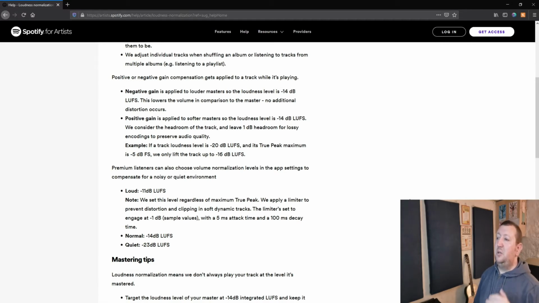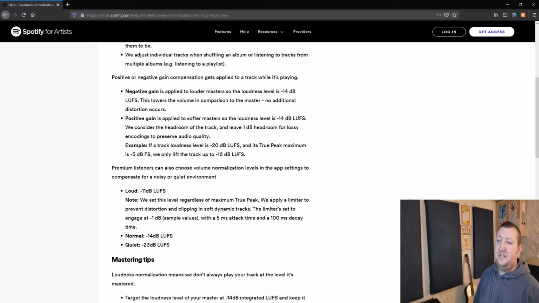If the difference between where the true peak maximum is and where they want to leave the ceiling, so when we talk about streaming platforms, we normally talk about a ceiling of around minus 1, then effectively there's 4 dB's worth of difference between the true peak max and the ceiling that we want to allow for the coding process. Therefore, they will take your track, your minus 20 LUFS, and they will raise it by 4 dBs. So they won't even bring it to minus 14 LUFS, it will be minus 16 LUFS.